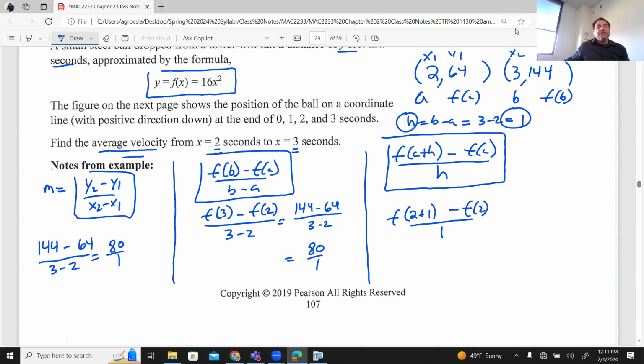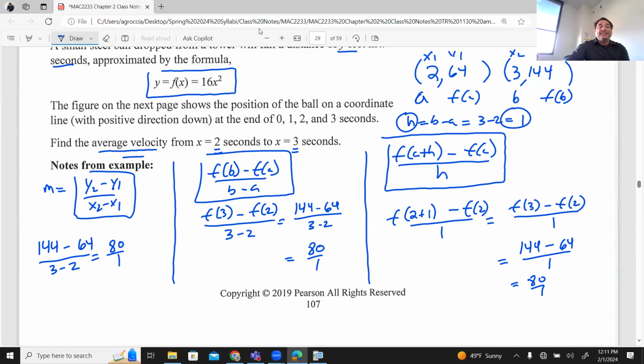Now again, this looks a little weird because the perspective is it isn't going from 2 to 3. It's going from 2 to a second later. But what is a second later? It's 3. It's the same thing. F of 3 minus f of 2 over 1. F of 3 is 144 minus f of 2 is 64 over 1. You still get 80 over 1.